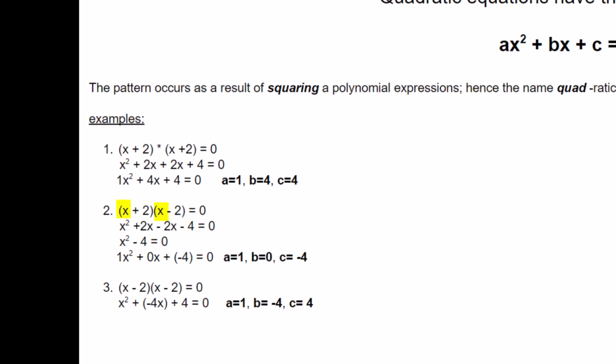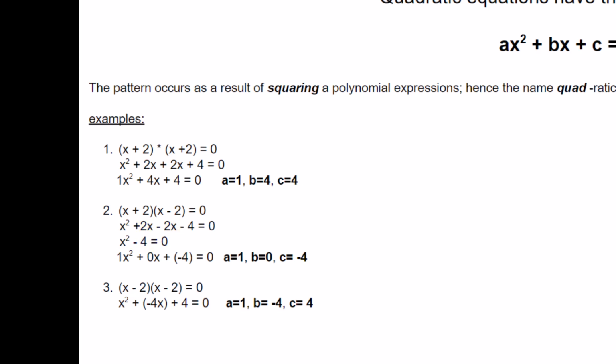Multiplying x times x, we get x squared. x times minus 2 gives us negative 2x. And then 2 times x gives us positive 2x. And finally, 2 times negative 2 gives us negative 4. If we simplify this, 2x minus 2x is equal to 0. So what we're left with is x squared minus 4 is equal to 0.